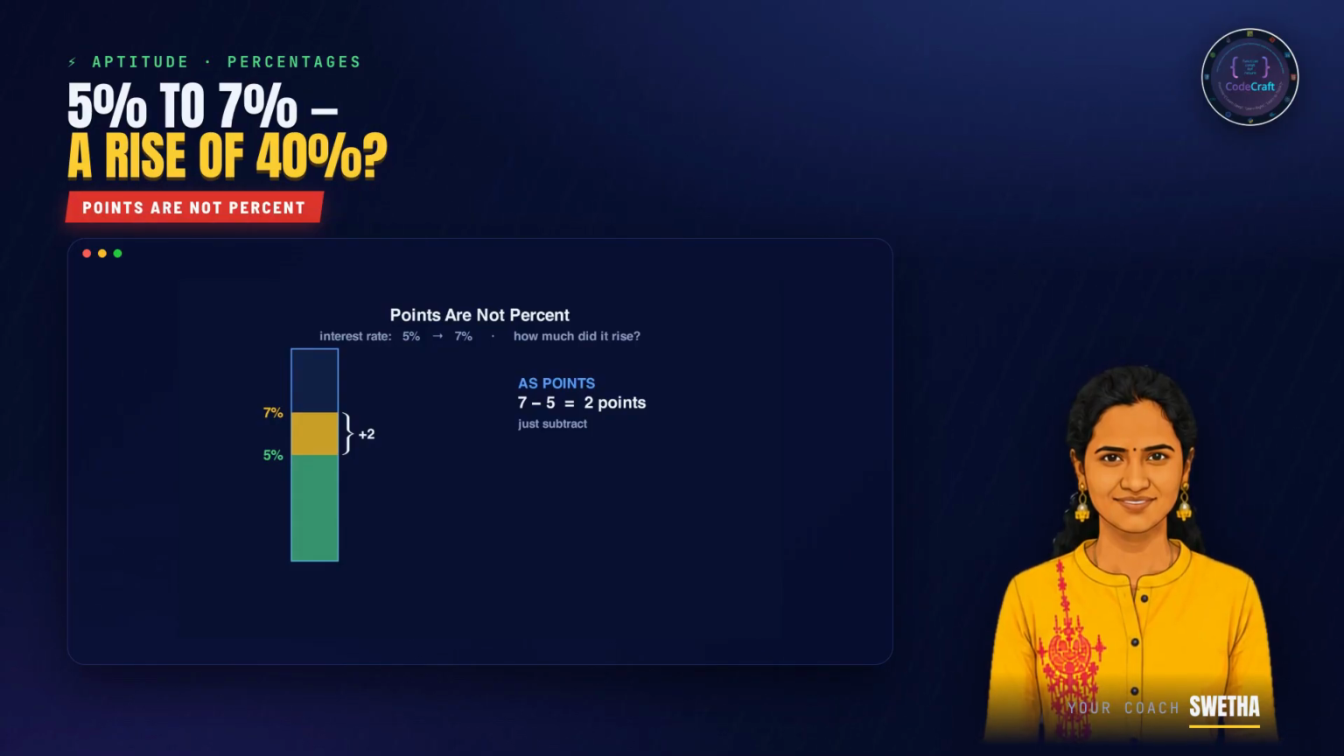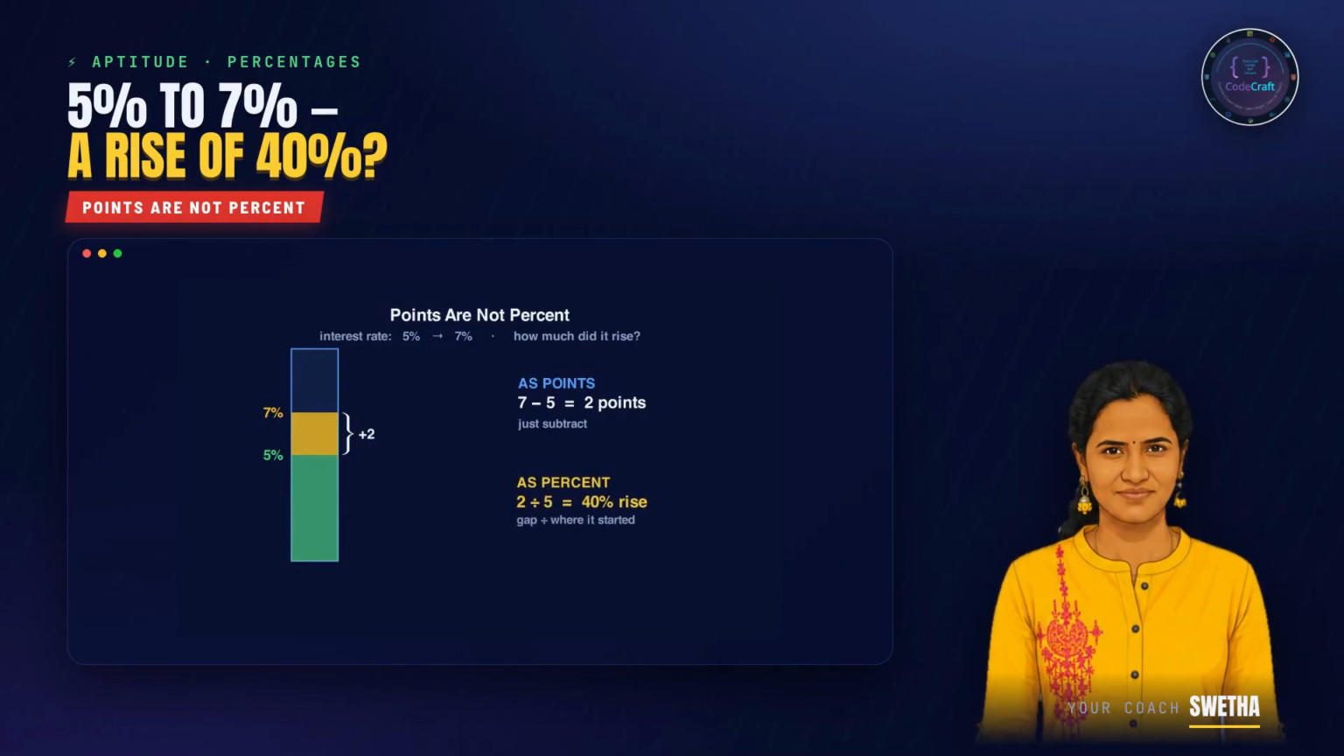How big is that jump compared to where it started? 2, sitting on top of the original 5, is 2 over 5, which is 40%. So the rate rose by 40%, even though it moved only 2 points. Same change. Two very different sizes.